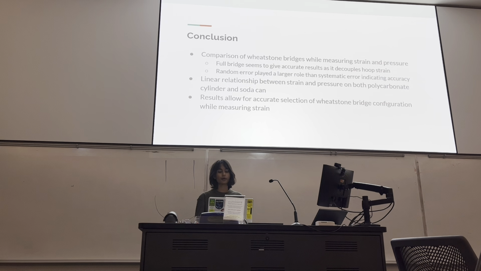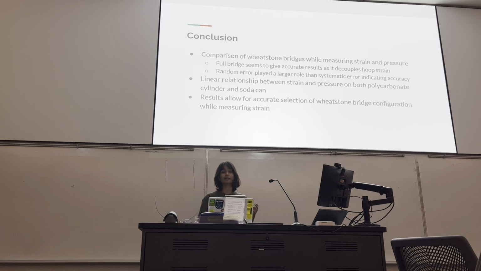So one of the first things that we were able to conclude was between the Wheatstone bridges when measuring strain and pressure for the full and quarter. And it seemed that the full bridge configuration gave a more accurate reading because it's able to decouple the hoop strain. So it's able to just isolate the hoop strain and provide a more accurate reading there, while the quarter bridge wasn't, and it lumps axial and hoop together.